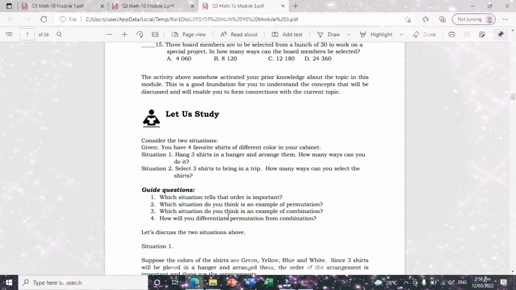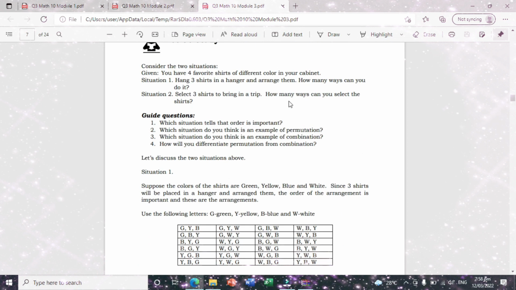Which situation tells that order is important? Which situation do you think is an example of permutation? Which situation do you think is an example of combination? How will you differentiate permutation from combination? So let's discuss the two situations.